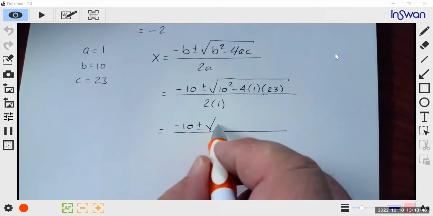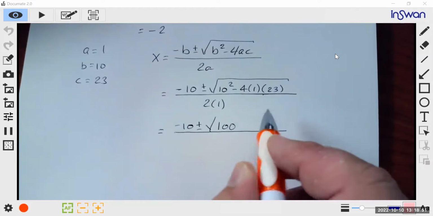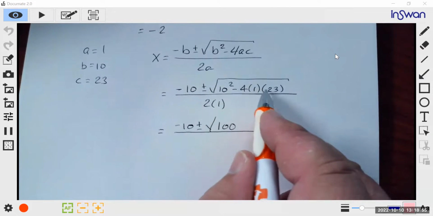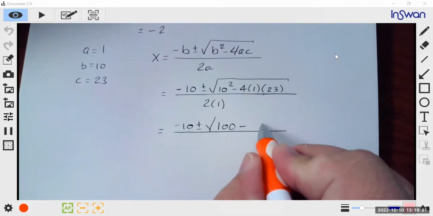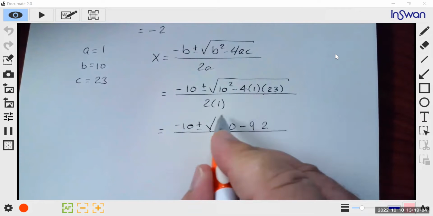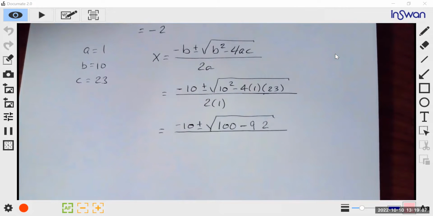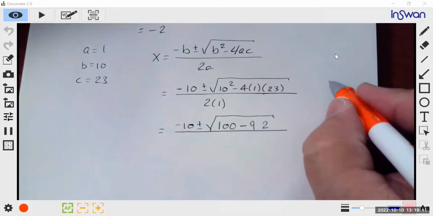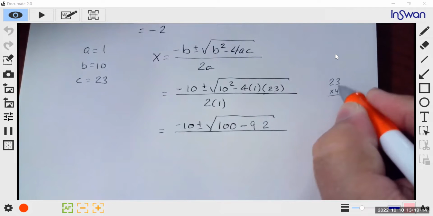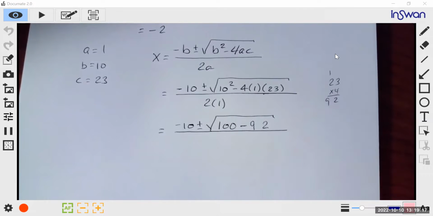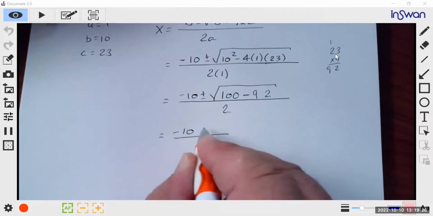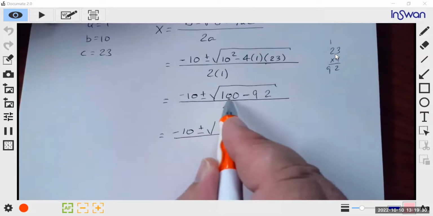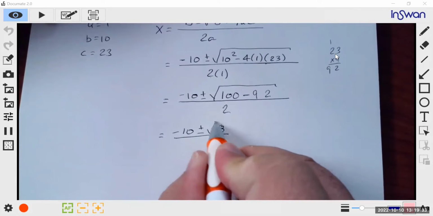10 squared is 10 times 10, which is 100. Negative times positive is negative. 4 times 1 is 4, 4 times 23. 23 times 4: 4 times 3 is 12, 4 times 2 is 8, plus 1 is 9, so 92. 2 times 1 is 2. Negative 10. 100 minus 92 is 8.